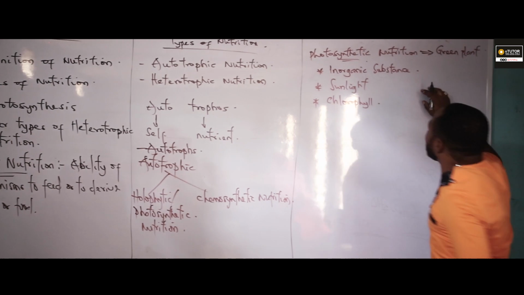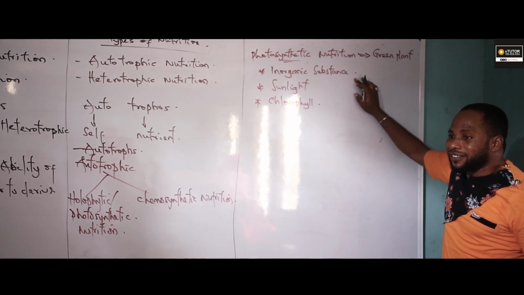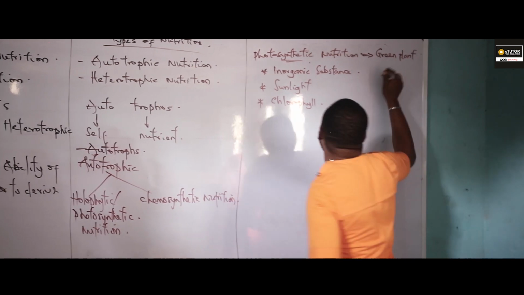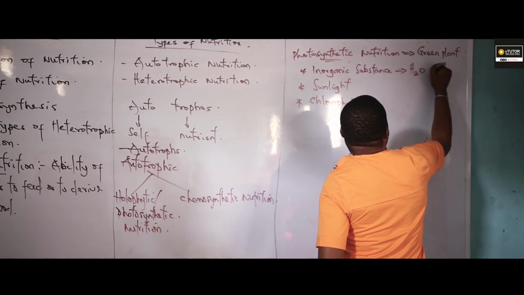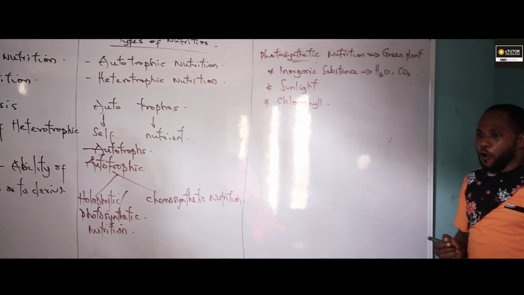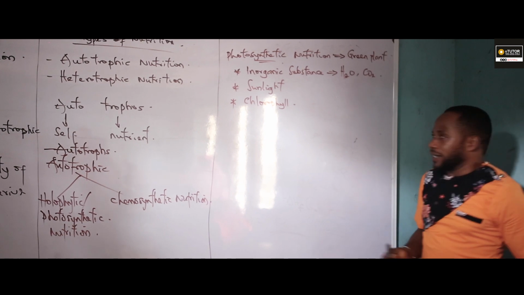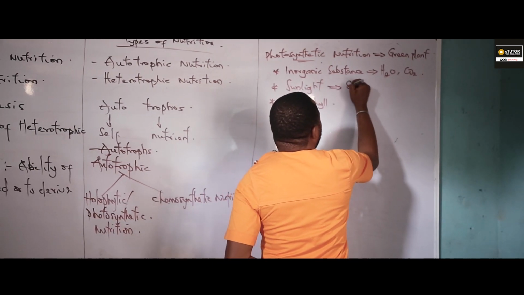The first one is inorganic substances. You understand, these are the raw materials needed by green plants to manufacture their own food. The two major raw materials needed by green plants are water and carbon dioxide. Why do green plants need sunlight? They need sunlight because from sunlight they can derive their solar energy.